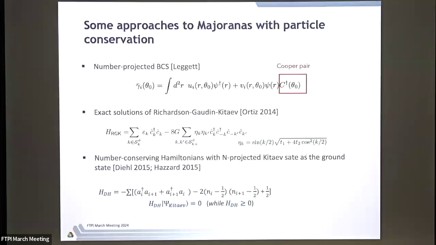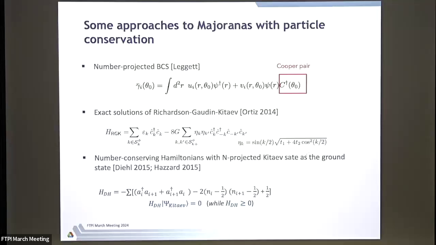Okay, so another way, which sort of takes one step back, is to ask: can we construct a realistic model of a topological superconductor in 1D? And again, without relying on mean field. This is what Gerard Arcis and collaborators did. They constructed a model, which is an interacting model. It's of the Richardson-Gaudin type.